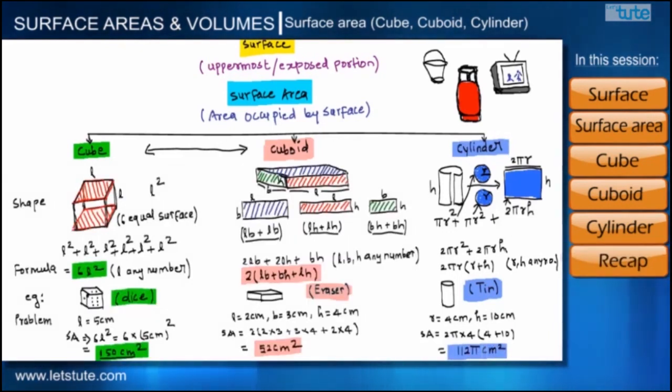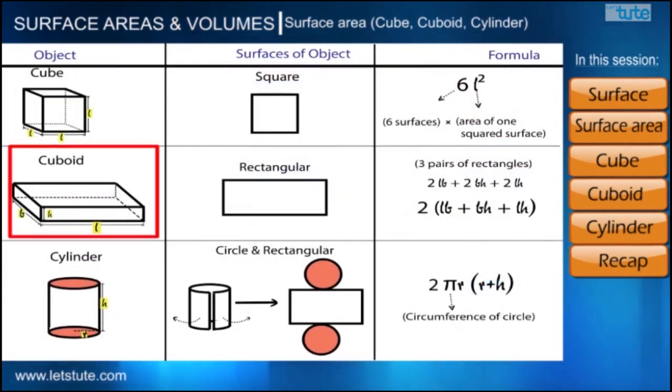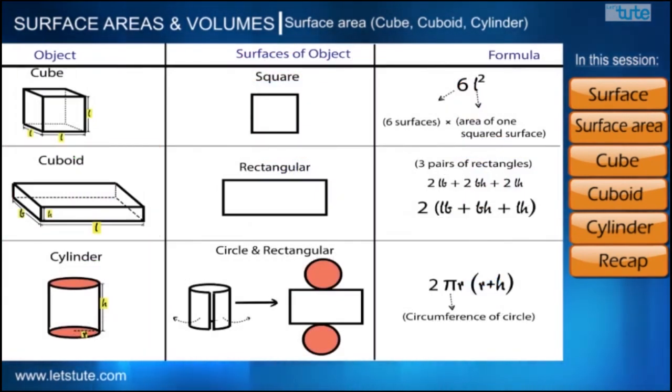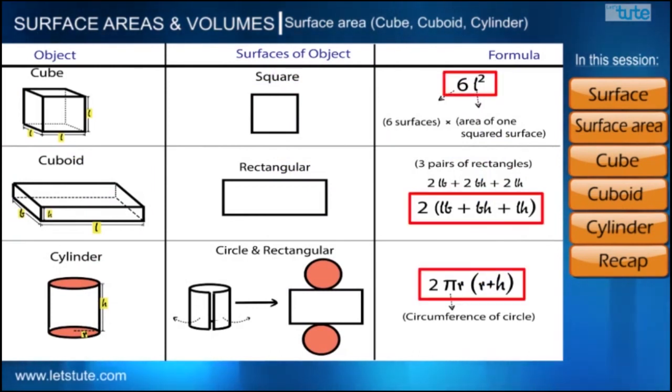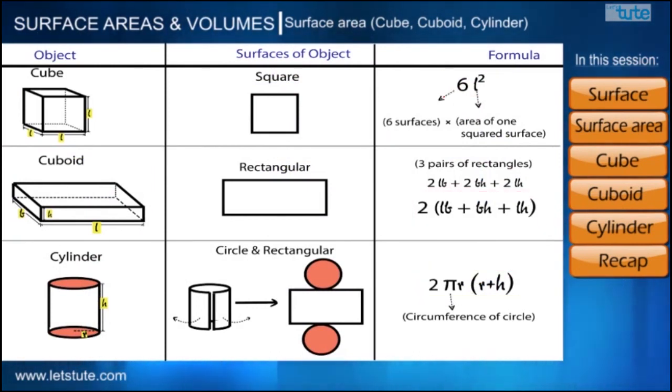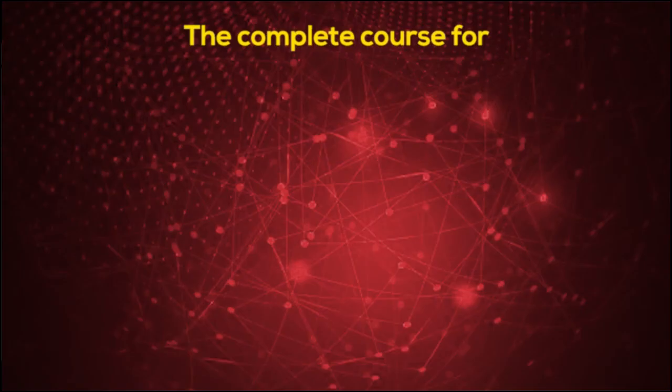Let's have a recap of this session. First of all, we studied what is surface, then we studied what is surface area, then we defined 3 shapes, cube, cuboid and cylinder, and we found out the total surface area of these 3 shapes respectively, and we solved 3 problems based on these formulas.